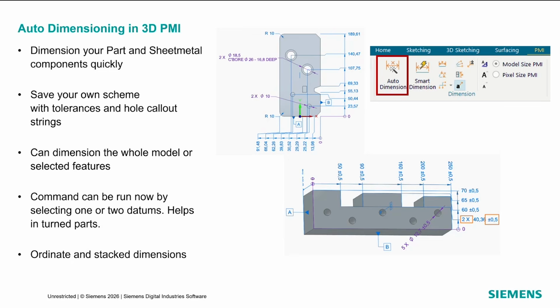The command can be run by selecting 1, 2, or 3 datums, and this really helps in turned parts because in some turned parts we don't really have 3 datums or even 2 that are perpendicular to each other. So having the command be able to be run by 1 datum is a great thing. And there are 2 types of dimensioning types available technically here: we have stacked and ordinate, or the coordinate dimensions. So 2 types of dimensioning schemes.